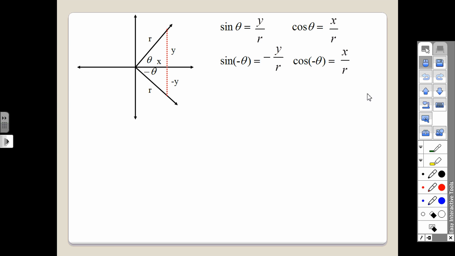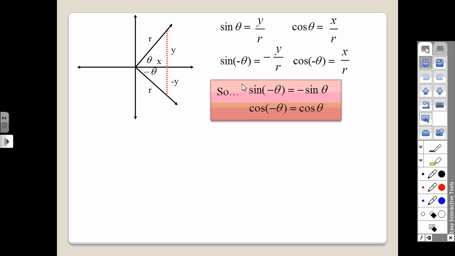So what we can take from this is that the sine of negative theta is the same as the negative sine of positive theta. So whatever the sine of theta is, you would just make it negative. And then the cosine of negative theta is the same exact value as the cosine of a positive theta. Okay, so this is what you're going to need to memorize. We're going to use that a lot in the future.